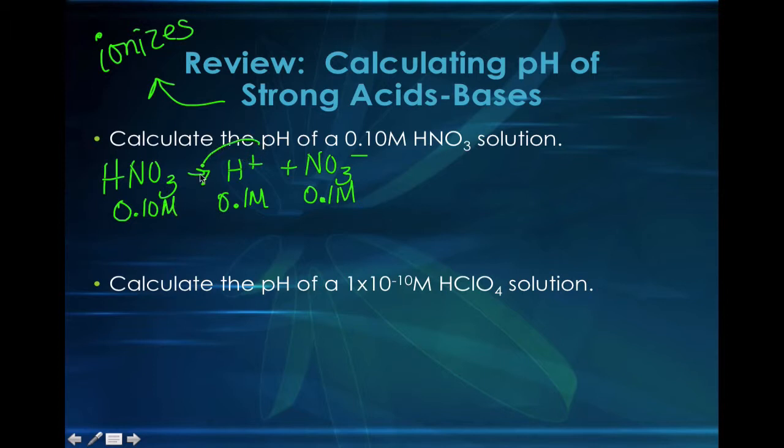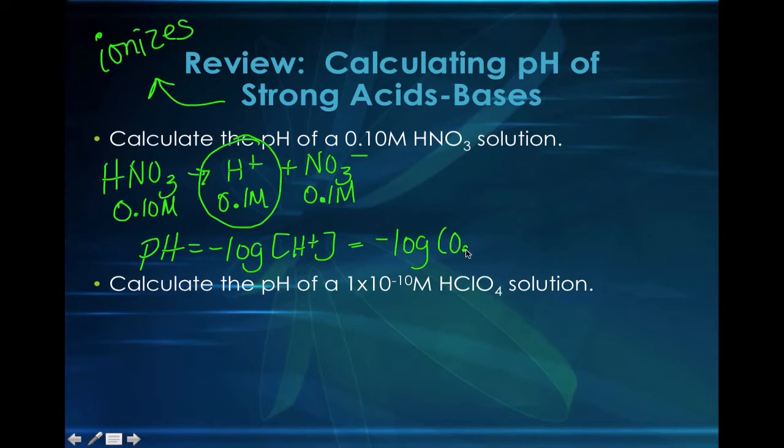So all I have to do then is plug in my concentration of H plus into the pH calculation. pH is equal to negative log of the H plus ion concentration. So in this case it's the negative log of 0.1. And when I do that I get an answer of 1. So there's your pH of that solution.